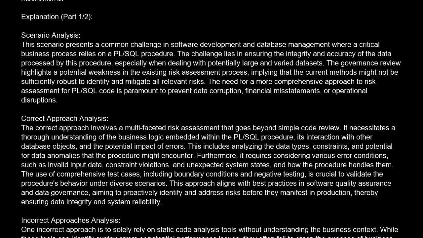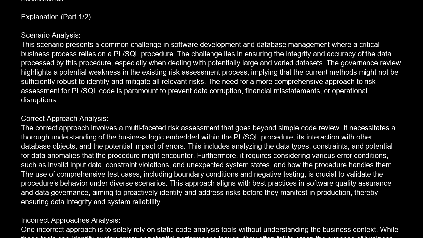Explanation: scenario analysis. This scenario presents a common challenge in software development and database management, where a critical business process relies on a PL/SQL procedure. The challenge lies in ensuring the integrity and accuracy of the data processed by this procedure, especially when dealing with potentially large and varied datasets. The governance review highlights a potential weakness in the existing risk assessment process, implying that the current methods might not be sufficiently robust to identify and mitigate all relevant risks. The need for a more comprehensive approach to risk assessment for PL/SQL code is paramount to prevent data corruption, financial misstatements, or operational disruptions. Correct approach analysis.